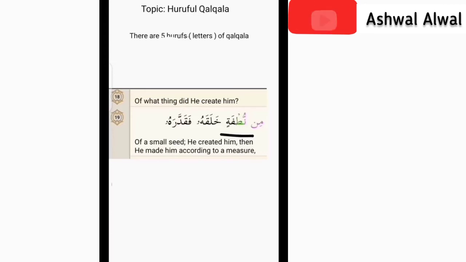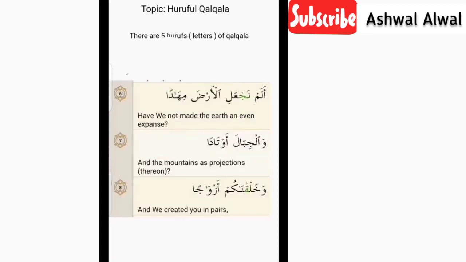Min nutfatin, not nutfatin, nutfatin. Did you see? I didn't tie it up immediately. Instead, I made a certain kind of echo, somehow kind of sound there before moving forward. Min nutfatin khalaqahu faqaddarah.